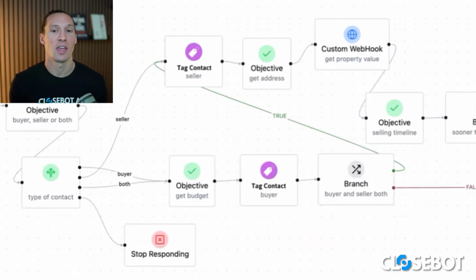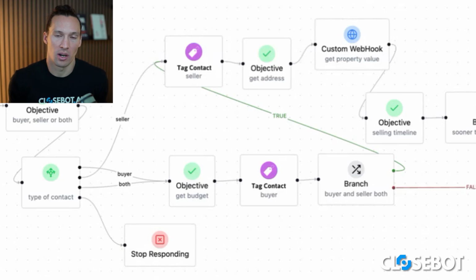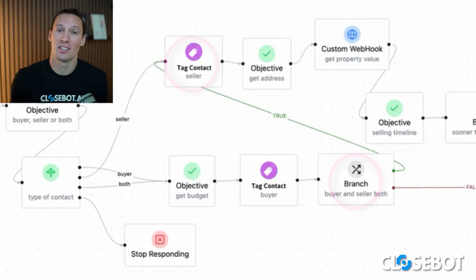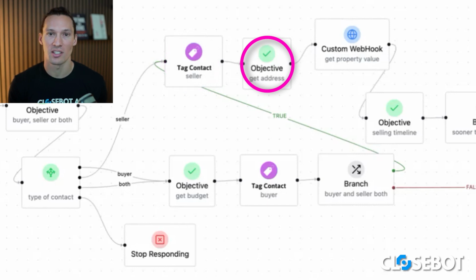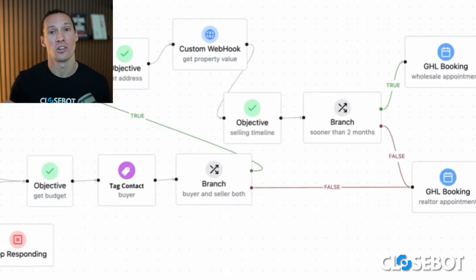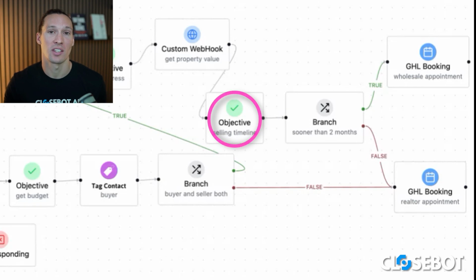Now, if they are both, what we need to do is we need to get their budget because they're buying and selling. Add the tag in high level buyer or whatever CRM you're using. Then we need to branch and go do the seller side of things. If they're just a seller, add the tag seller, and we're going to get their address. This is the seller side of things, get their address. We're going to use an external API tool at this point to get the property value and then get their timeline for when they want to sell that house.